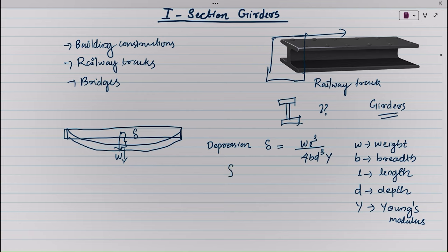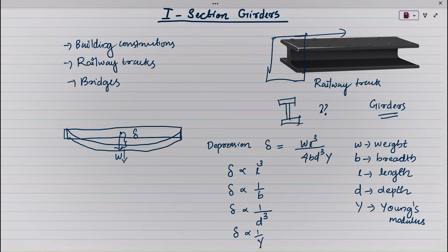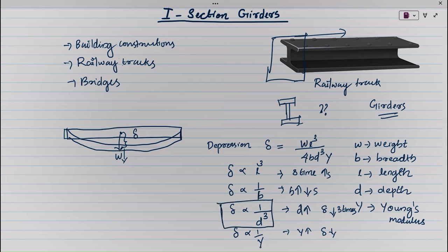That is, the depression produced at the center of the beam is directly proportional to the cube of the length, inversely proportional to breadth, inversely proportional to the cube of the depth, and inversely proportional to Young's modulus. That is, if we increase length one time, the depression will increase 3 times. When breadth increases, depression decreases, and when depth increases, depression decreases 3 times. Also, when Y increases, depression decreases.